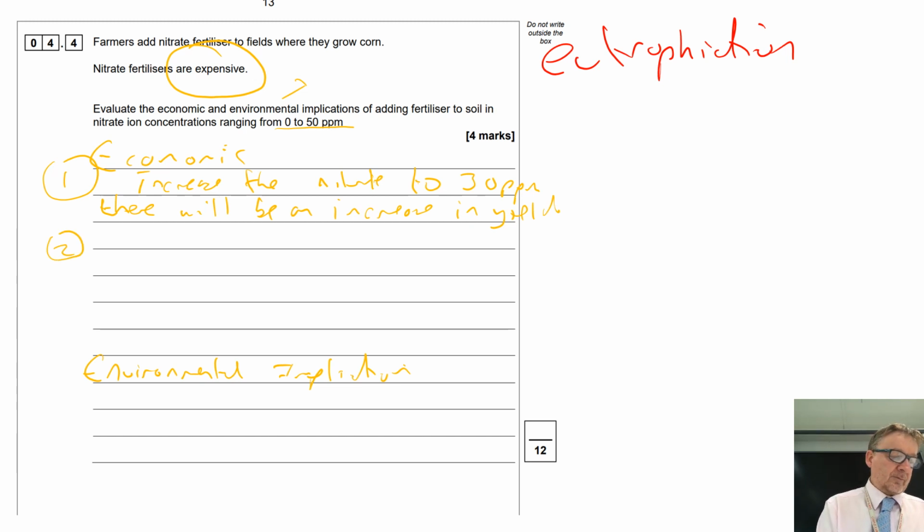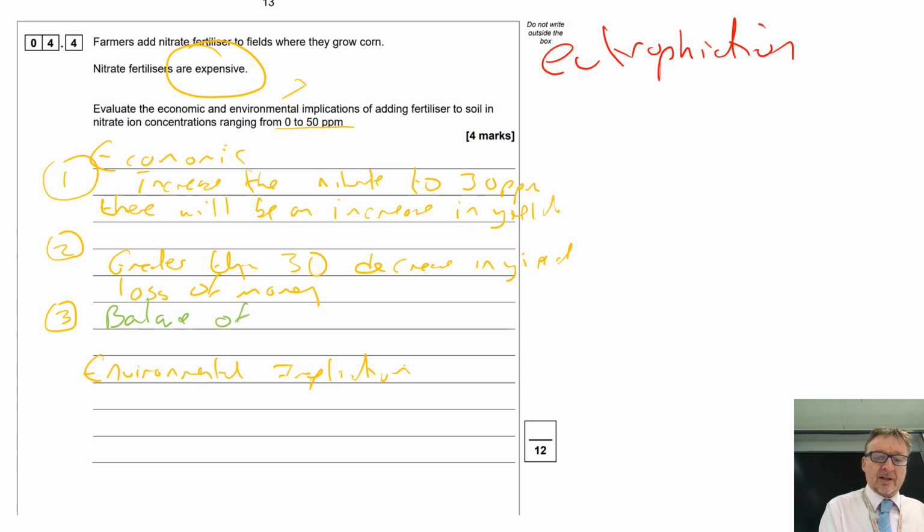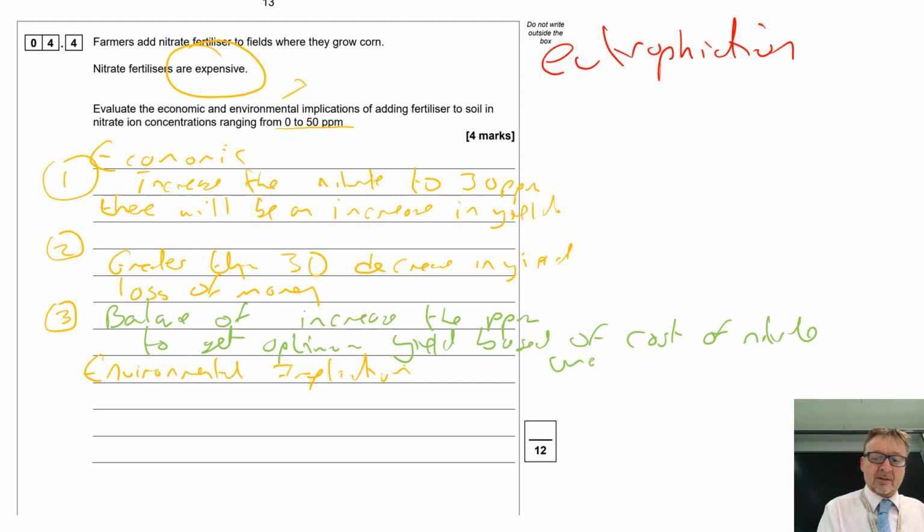Point number two. If I go greater than 30, there will be a decrease in yield, which means loss of money. All right, so what you've got to do on this is think about a balance. It is a balance of increasing the ppm to get optimum yield based on cost of nitrate and yield.